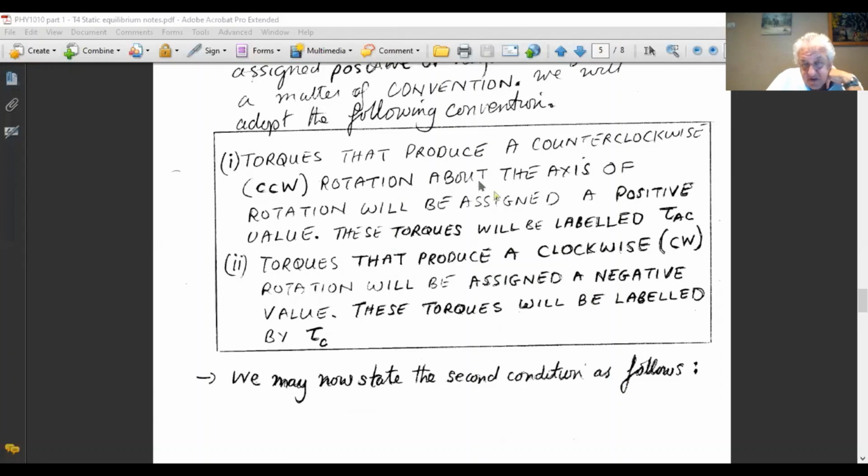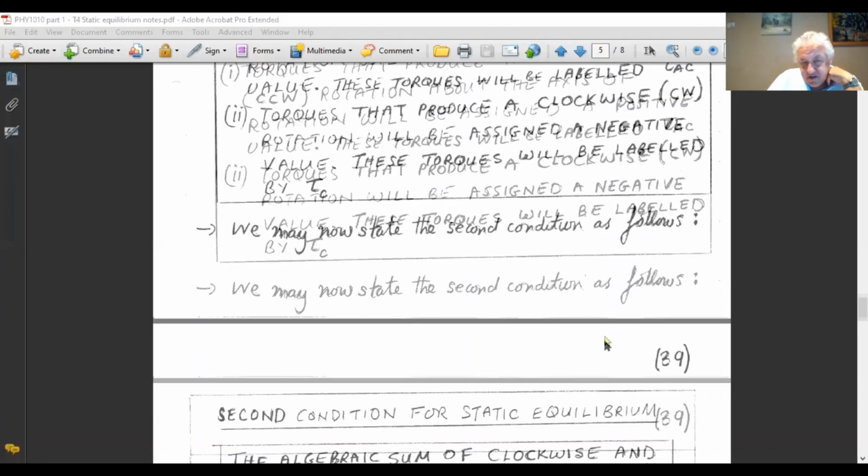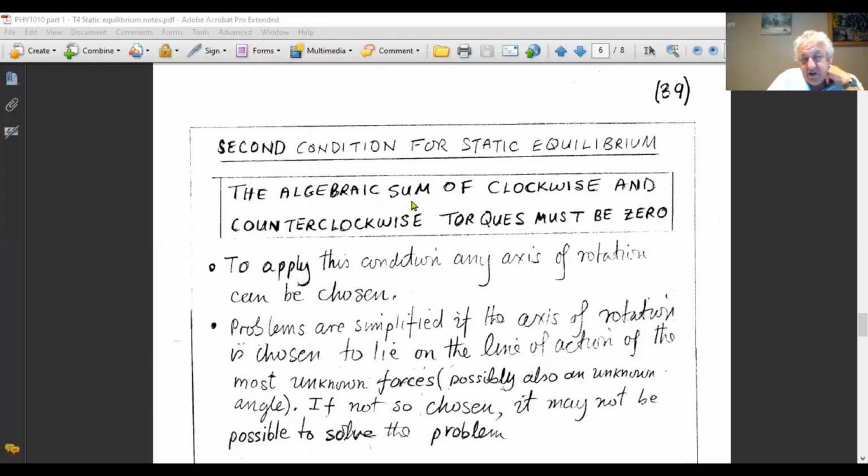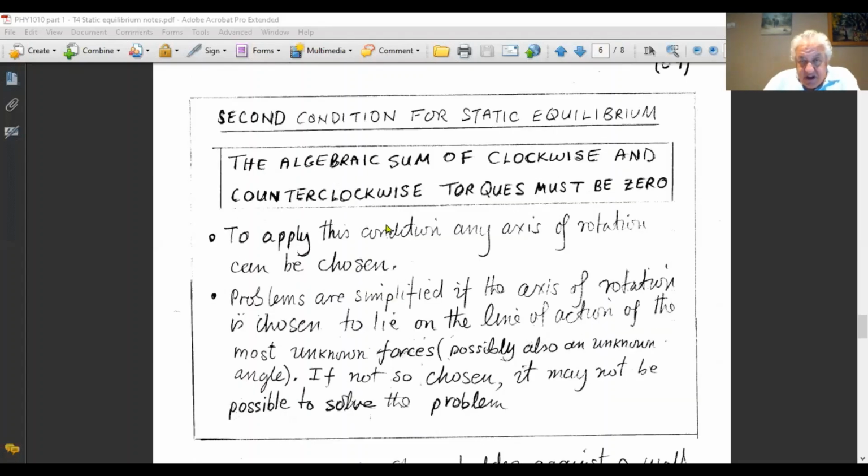So once we've adopted a convention, we can state the second condition as follows. The algebraic sum of clockwise and counterclockwise torques must be zero. To apply this condition, any axis of rotation can be chosen. Problems are simplified if the axis of rotation is chosen to lie on the line of action of the most unknown forces, possibly also an unknown angle. If not so chosen, it may not be possible to solve the problem.